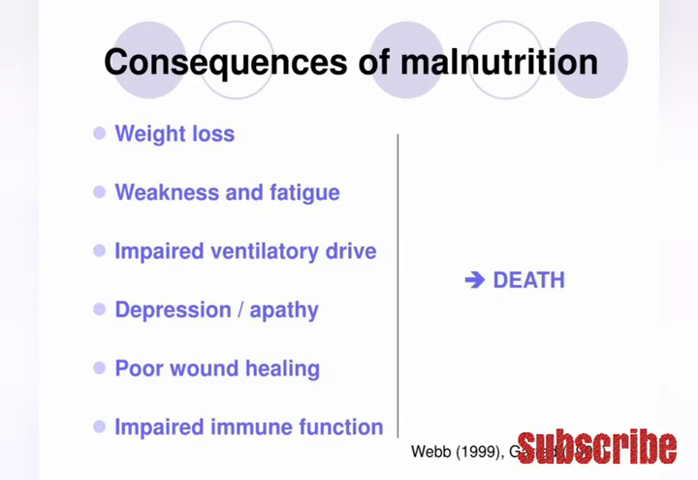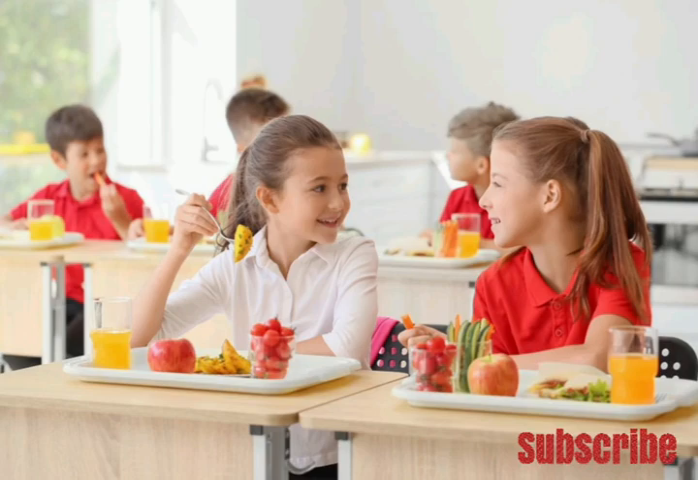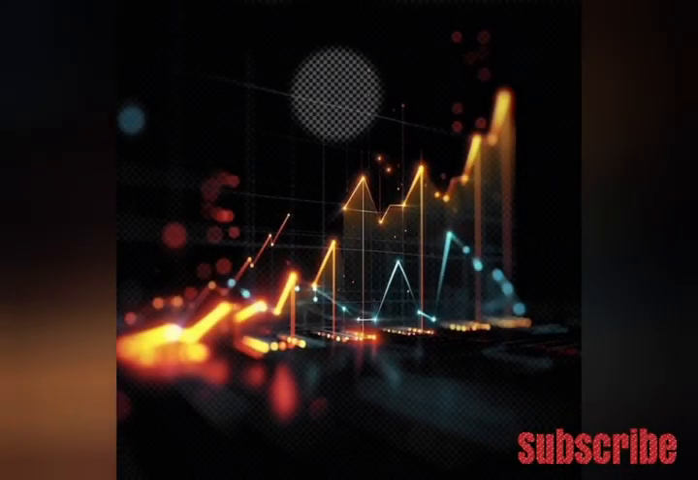In the short term, it weakens the immune system, meaning children get sick more often and recover more slowly from illness or injury. In severe cases, malnutrition can even lead to death. In the long term, malnutrition leaves a permanent mark. Children may be stunted and never reach their full height. Their brain may not develop properly, which leads to poor performance in school. Later in life, they are at greater risk of chronic diseases like diabetes, high blood pressure, and heart disease.